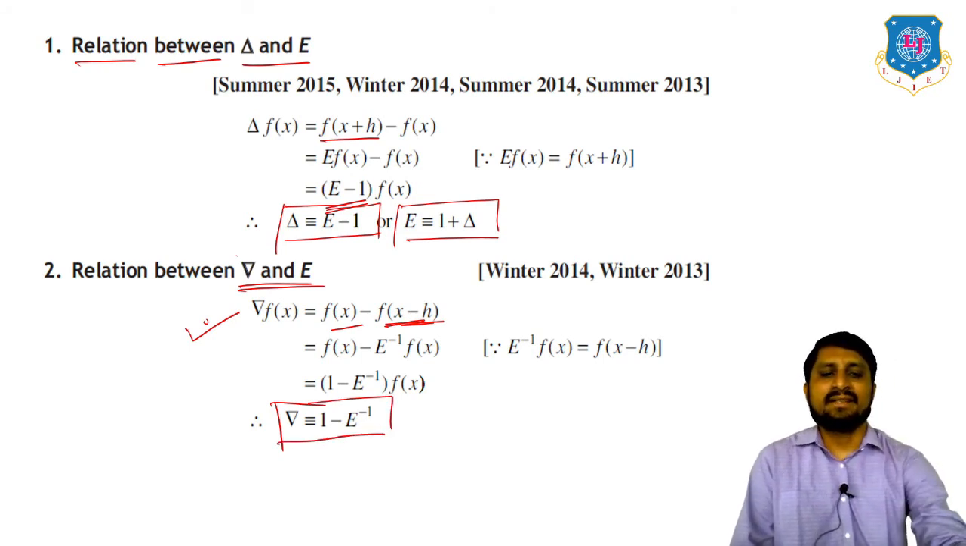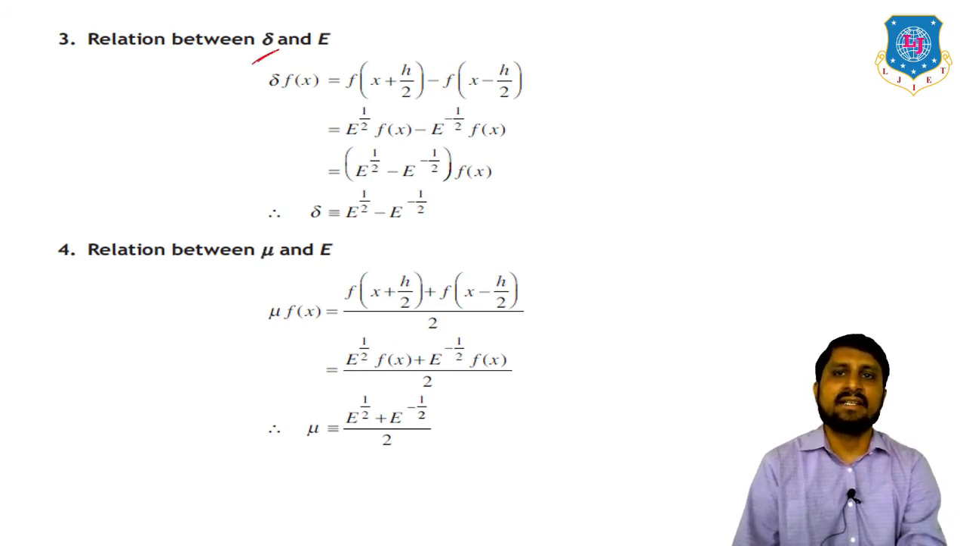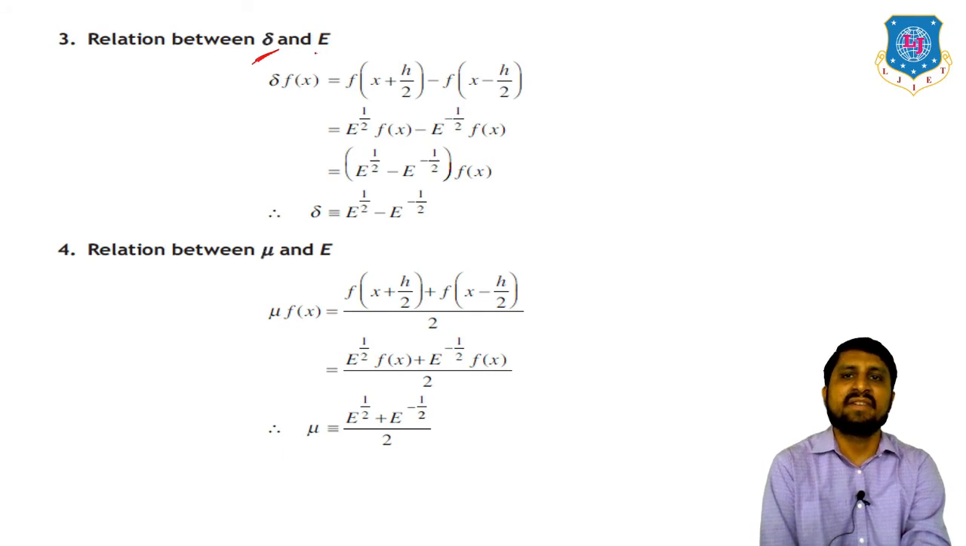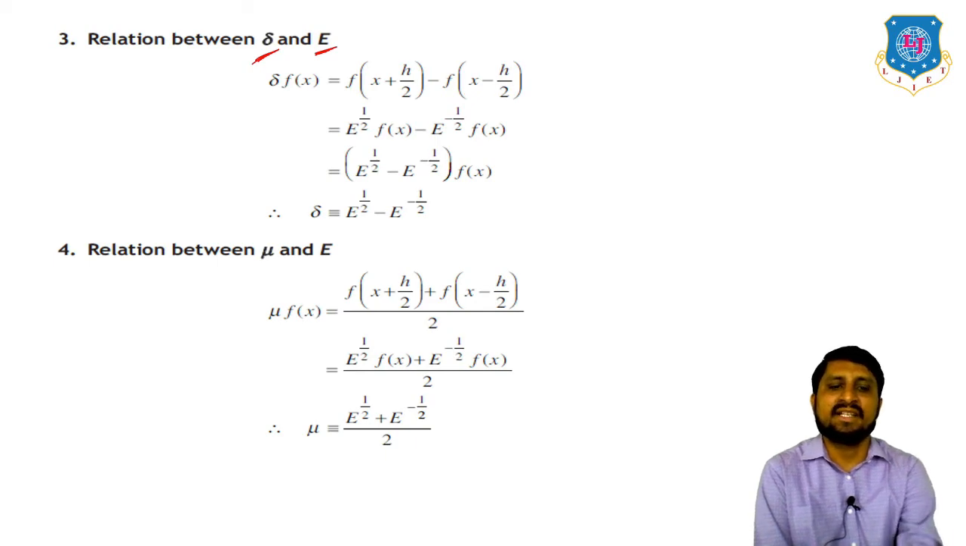Okay, now next, the relation between small delta, that is the central difference operator, and the shifting operator E. So we know that delta f of x can be written as f of x plus h by 2 minus f of x minus h by 2.